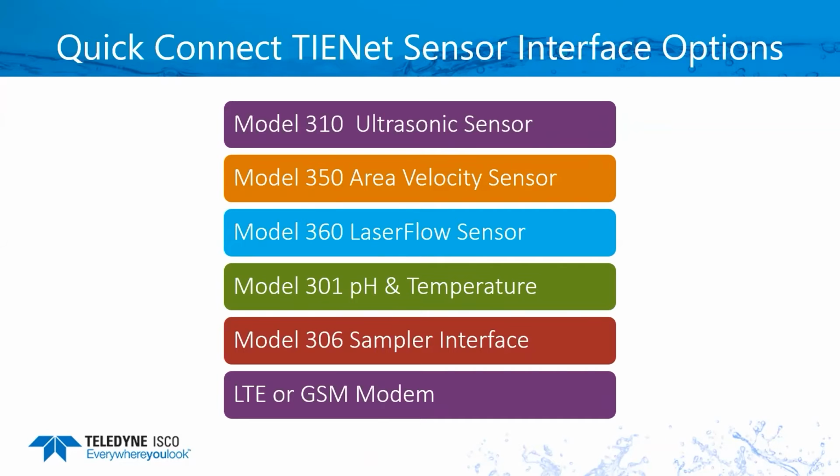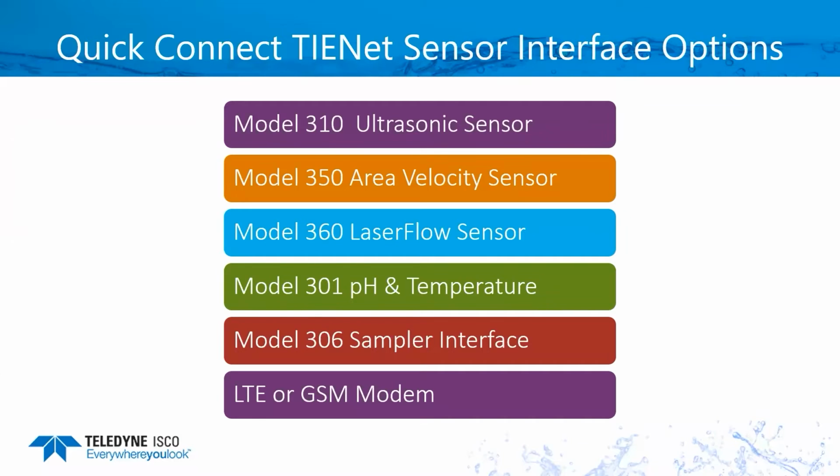Now, the different types of sensors that we offer are the TIENet sensors. So they all have the TIENet plug, which would be the 310 ultrasonic sensor. The 350 is our area velocity sensor, the 360 LaserFlow. And then the new ones that we added are the 301 pH and temperature. So we're excited to have that ability to log pH. The last time we had a pH logger was with our PAL, for people that have been around for a while. And so now we have a portable pH logger.